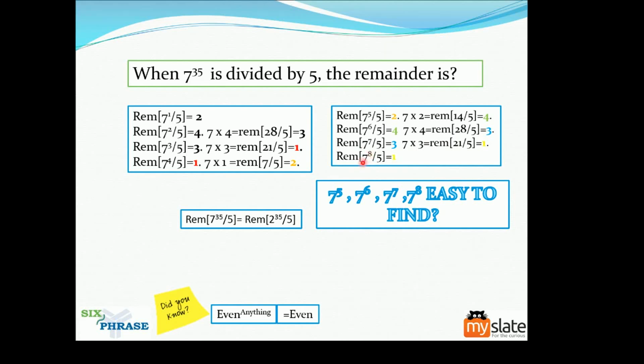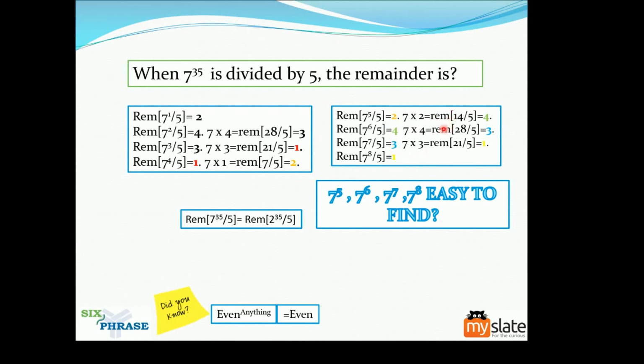Take this 7, multiply it by 3, you will get 21. Okay, the remainder of 21 by 5 is 1. Put that 1 here. Okay, guys, can you see this pattern? 2, 4, 3, 1. Again 2, 4, 3, 1. So what will be the remainder of 7 power 9 divided by 5? What will be the remainder of 7 power 10 divided by 5? 2, 4, 3, 1.